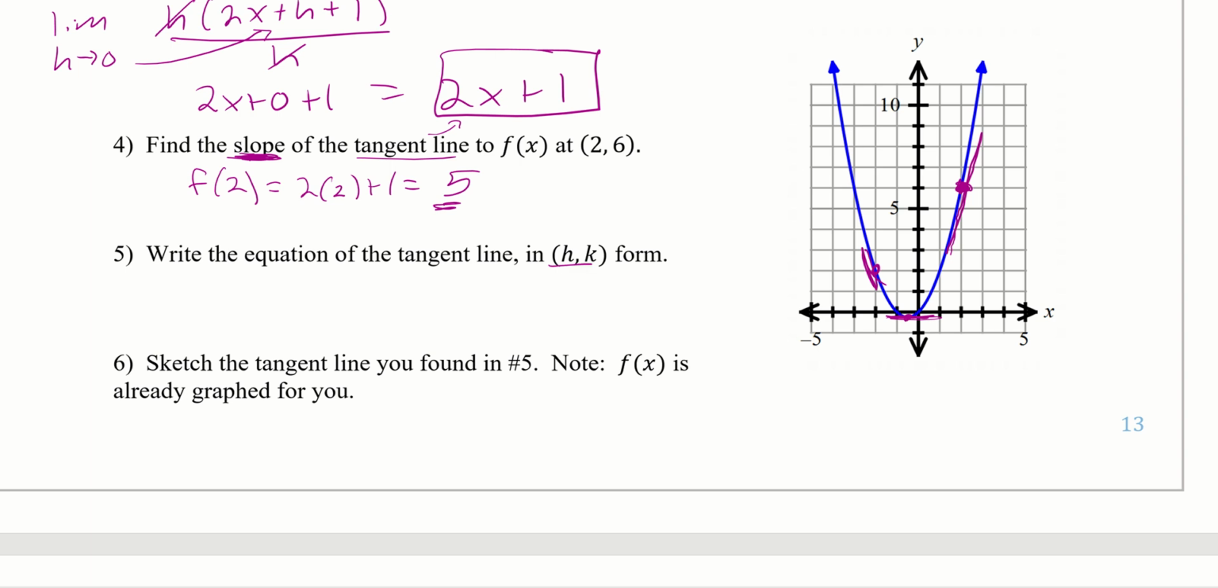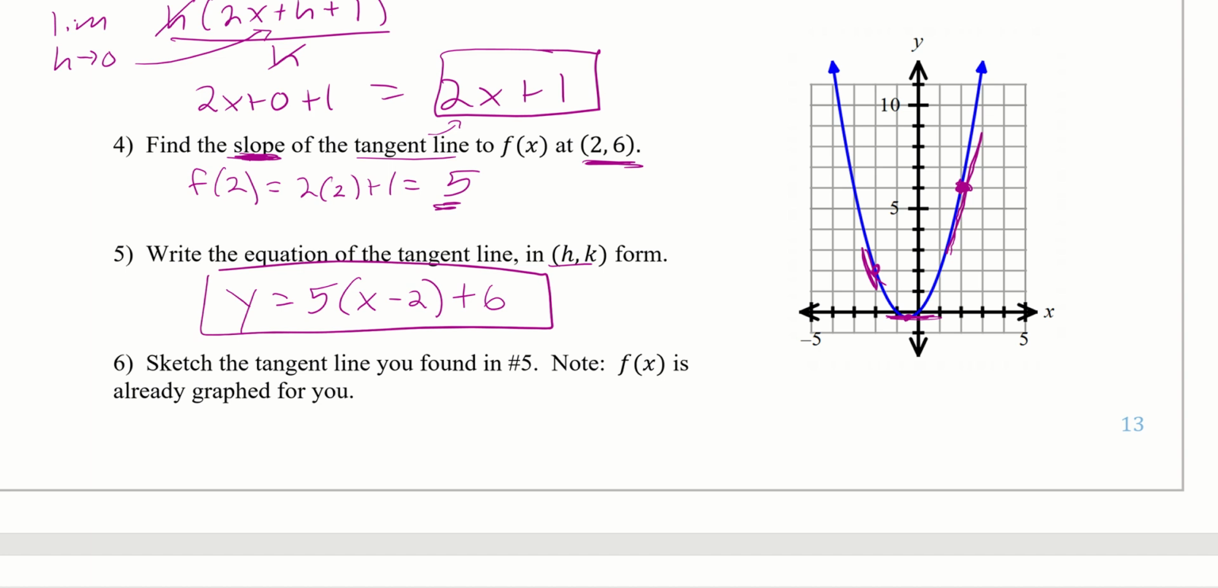Now it says put it in HK form, right? And so I can use this point right here, because that's the point that I'm concerned about. So my new thing is going to be the slope, x opposite h, keep that k. Since I found the slope of 5 at (2, 6), you don't want to choose just a random point. We don't want to do like (0, 0) or something like that. Wherever you find the slope, you've got to use that point there.